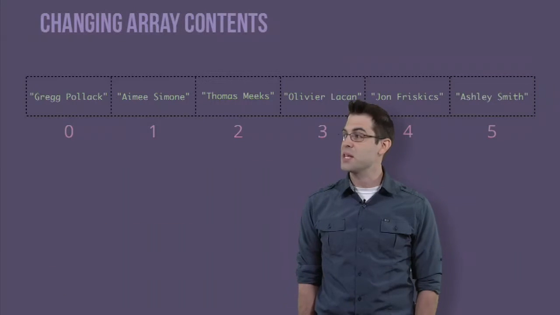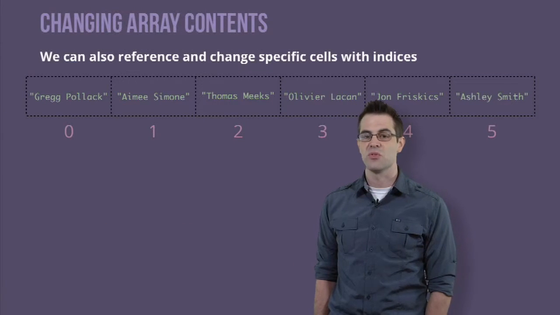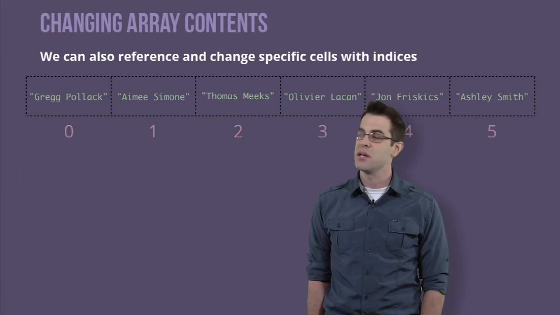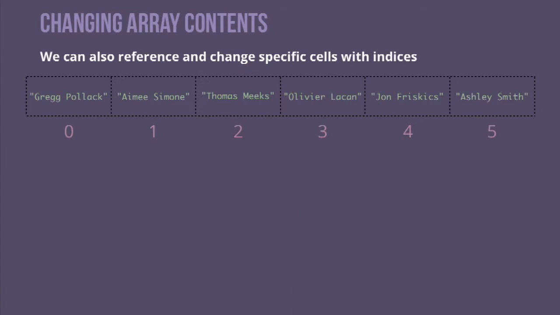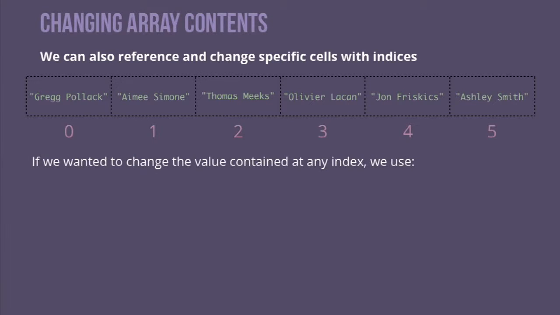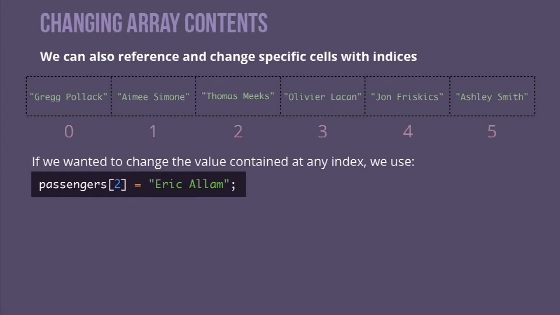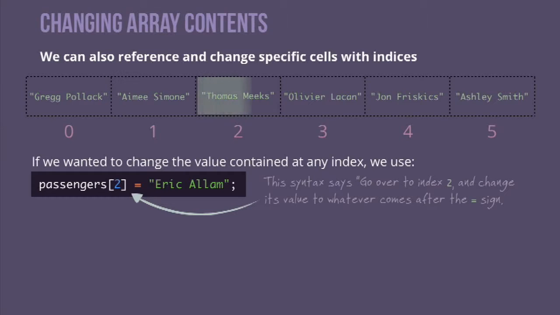Another cool thing about arrays is that we can reference and change the contents of specific cells using the same indices that we use to just get the contents out. If we wanted to change the value contained at any particular index, we would use the same style of notation to reference which cell we want to deal with. Here, if we wanted to place Eric Allam's name into the second cell, we would say passengers 2 and set that equal to Eric Allam as a string. Again, this particular syntax says go over to the index 2 and change the value that's there to whatever comes after the equals assignment sign.